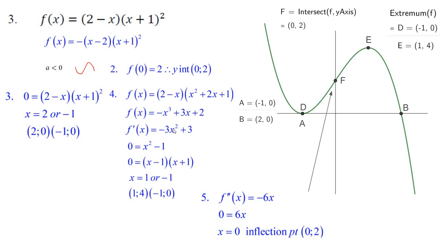if we find the second derivative, take the derivative again, we get minus 6x. And if we let that equal 0 and solve it, we'll get the point of inflection. Well, that's when x is 0. But we know that when x is 0, y is 2. So there's your point of inflection. There's question 3 all done.